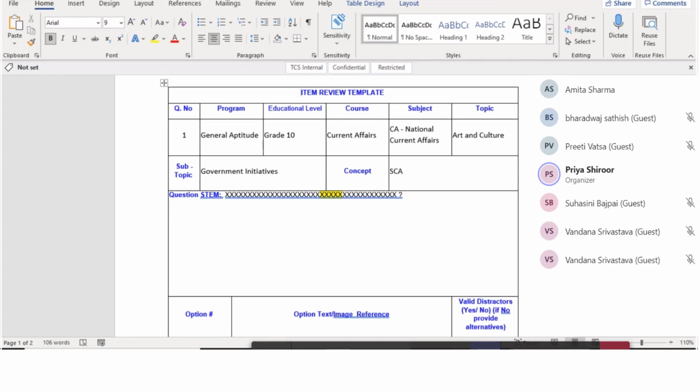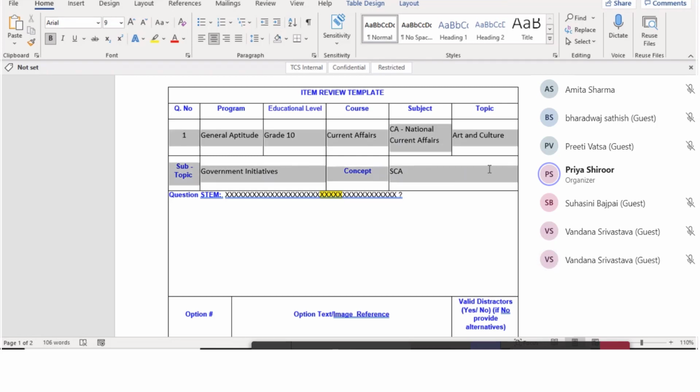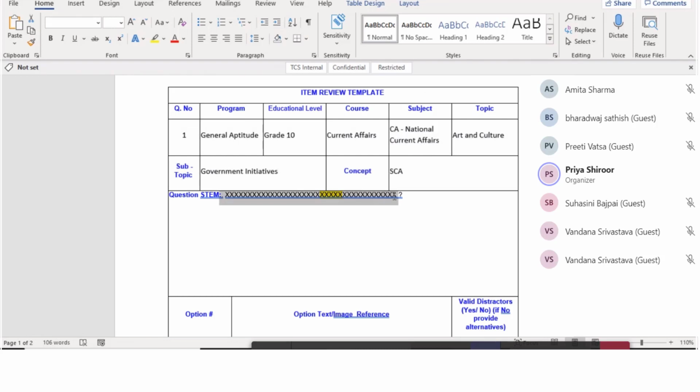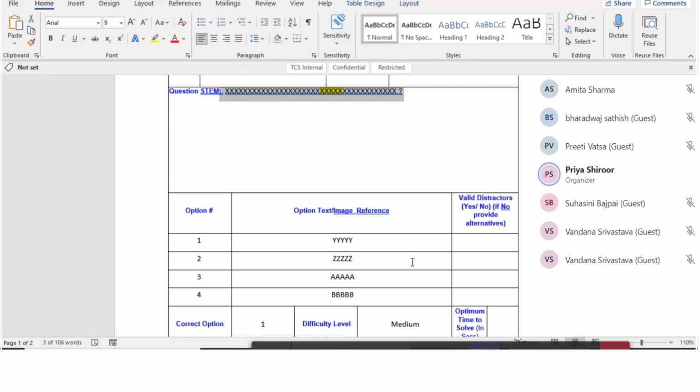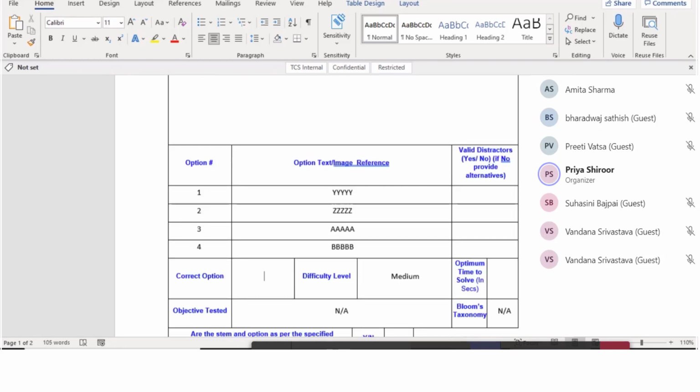Okay, so I hope everybody is able to hear me clearly. Yes, Priya. So basically, these parameters you're not supposed to change, because these are our keys. These are already fed into the system, so we should not be touching these. While reviewing, you will look at the question in this box. Then the options are mentioned over here. Now, the answer key will always be removed by us.